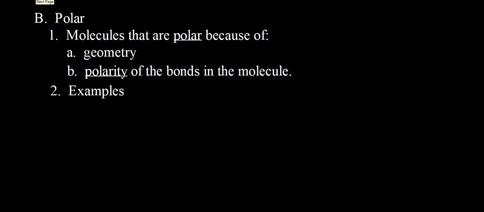All right, how about polar molecules? Molecules can be polar because of one of two reasons. One, the arrangement of the atoms around the central atom, or the geometry. And then two, the polarity of the bonds in the molecule. Again, this is important when we're looking at molecules that have just one total bond.